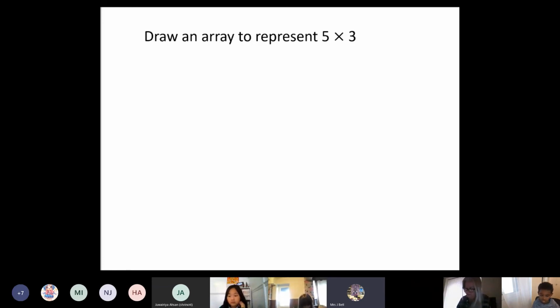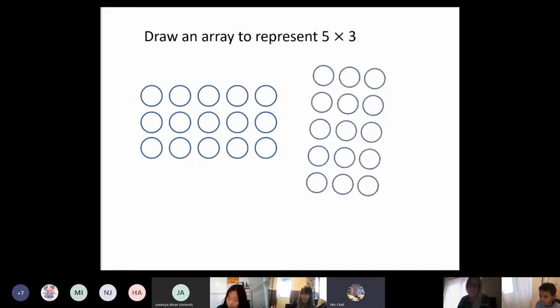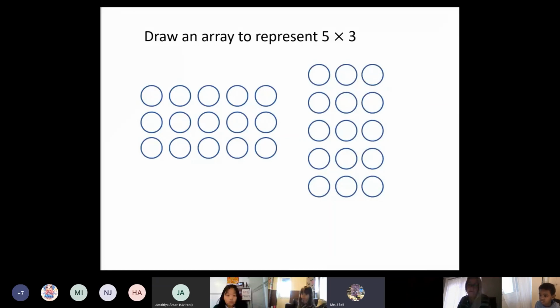Well done, Hedva. 5 multiplied by 3. What does that look like as an array? So can I have 5 groups of 3? Well done, Cara. What's the other one? We've got 5 groups of 3. What's the other one? 3 groups of 5. Well done, Mahmood. Fantastic. And you can see them here. 3 rows of 5 and 5 columns of 3. 3 groups of 5 and 5 groups of 3.